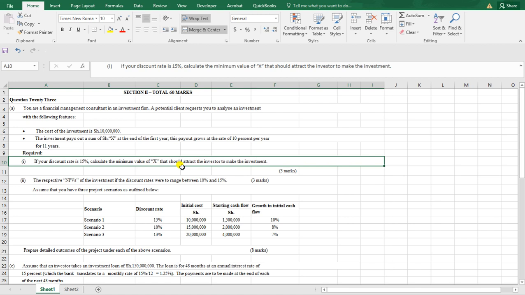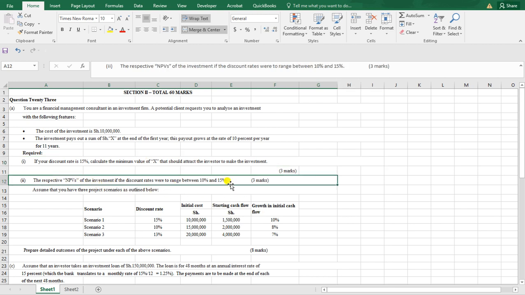Basically, we are looking at the concept of NPV. And NPV talks about what? The aspect of my NPV being equal to 0. Okay? So once we have that case, these are now what we should be having. We are talking of part 2. The respective NPVs of the investment if the discount rates were to range between 10% and 15%. So I'm looking at one variable that is changing. So ideally here, the concept of a one variable data table should click at the back of our mind, right?